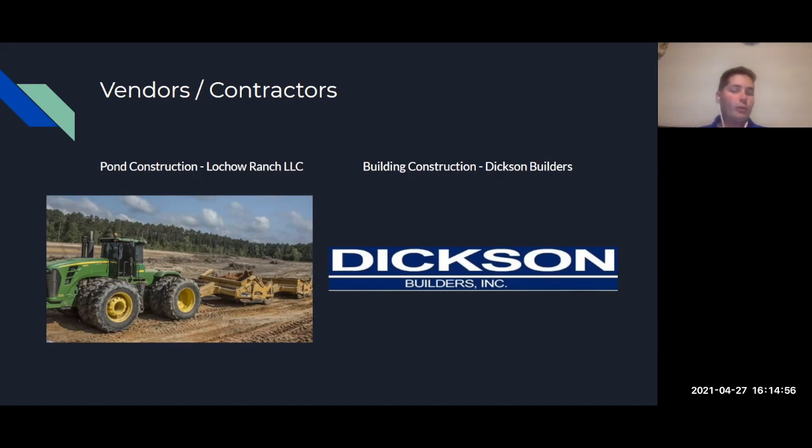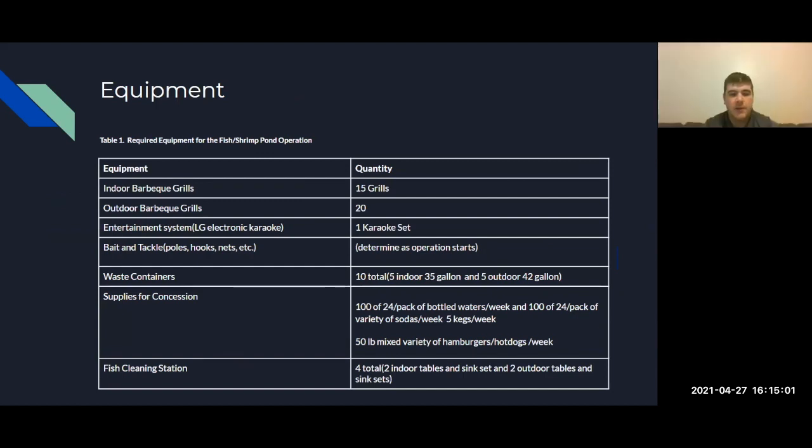Next, we're going to go into equipment, and Jordan's going to go over that. Through research, we determined that the equipment needed for this recommended solution will include 15 indoor barbecue grills, 20 outdoor barbecue grills, one karaoke set for the entertainment system, and bait and tackles, and we determined that this number will need to be decided as the operation starts.